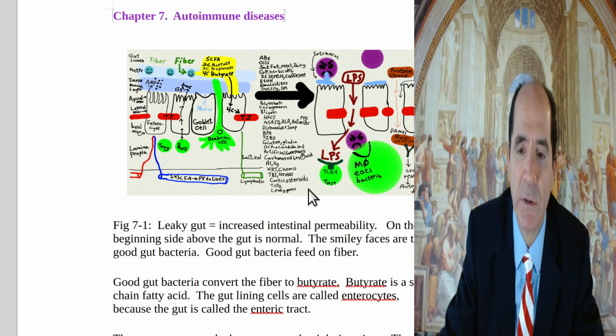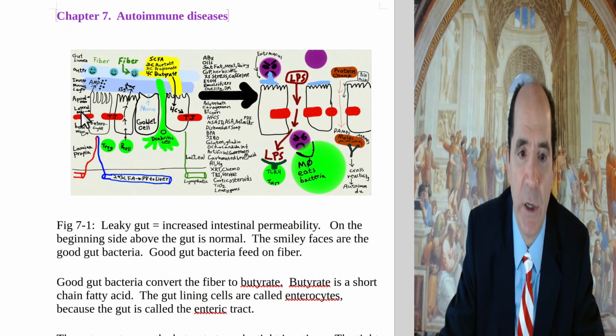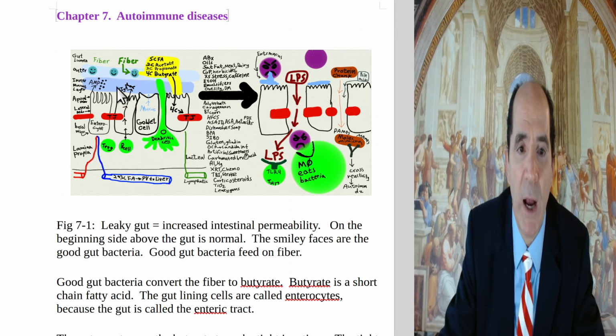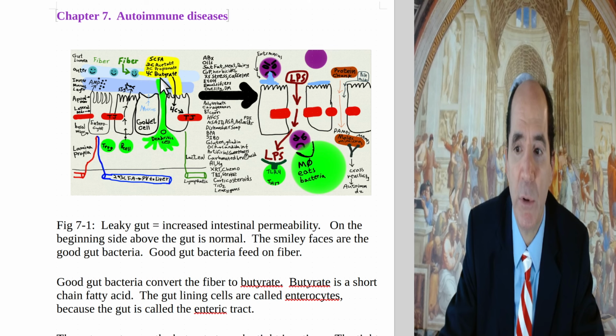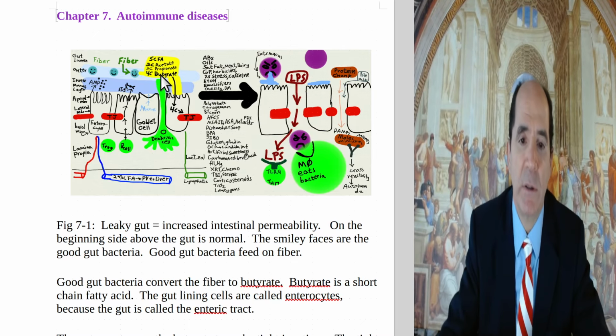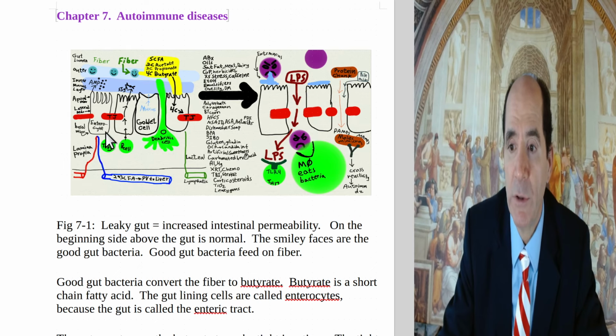Okay, now the main topic of this talk is going to be leaky gut. So a normal gut, also called the enteric tract, the lining cells are called the enterocytes. And the way it works properly is you have good gut bacteria. They eat dietary fiber. The good bacteria have a smiley face. They convert the dietary fiber into short-chain fatty acids, SCFA, in particular butyrate, 4-carbon butyrate, same thing as butanoic acid, a 4-carbon carboxylic acid. The enterocytes use that to make TJs, tight junctions. These tight junctions prevent abnormal bad things from getting across the gut lining. And under normal conditions, that's great.